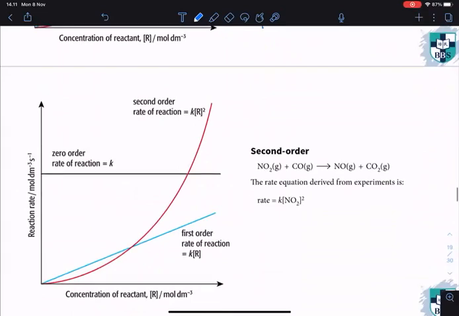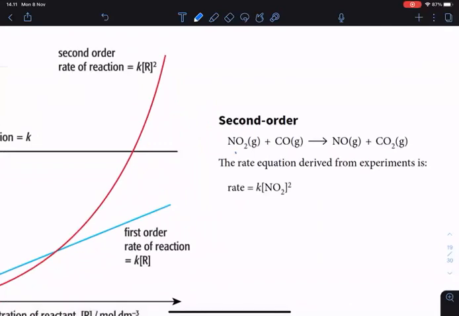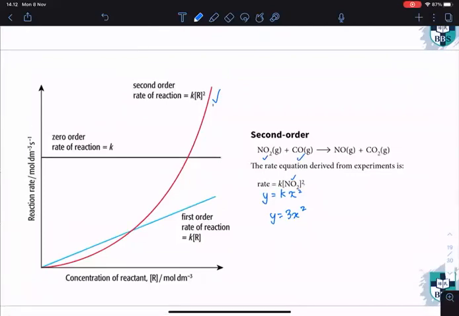And then the last one, the second order. This is going to be an example of second order. Do remember, according to the experiment data, not all the reactants will be selected, and they found out that only this one reactant is involved, and it's going to be second order. So what does it mean? It's y equals k x to the power of 2, like y equals 3x squared. How do I draw this kind of graph? If you know maths, it's a quadratic graph. So this is a second order reaction.